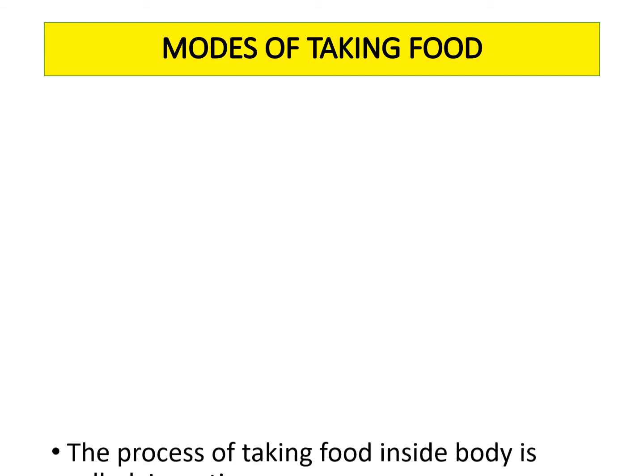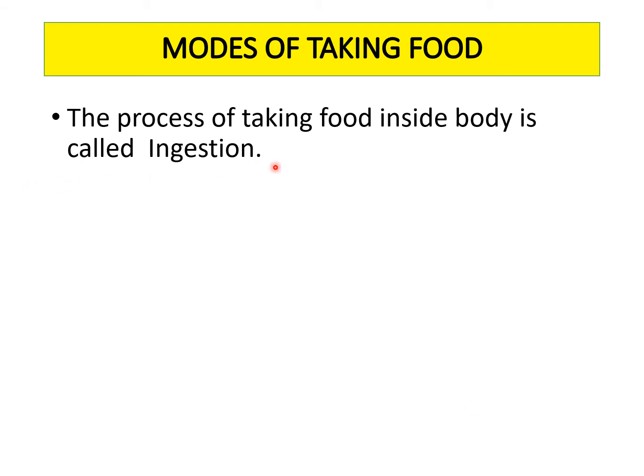Now the second is the mode of taking food. How does an animal take in food? The process of taking food inside the body is known as ingestion. This is the first step of digestion and it is very important. So remember this term.